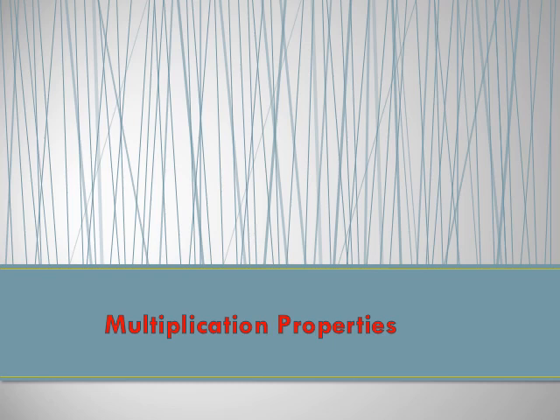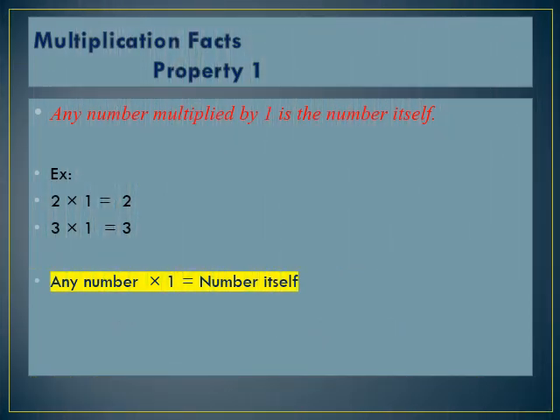Children, now let us learn some multiplication properties. Property 1. Any number multiplied by 1 is the number itself. Let us see some examples.